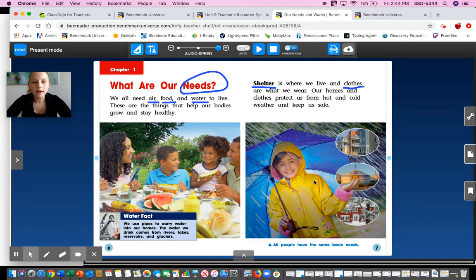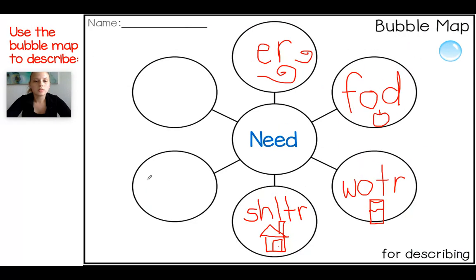Clothes. That's right. We need clothes. K. C. L. Clothes. Sure, clothes. And I'm going to draw a picture of clothes. So I'm going to draw a t-shirt and some pants over here.